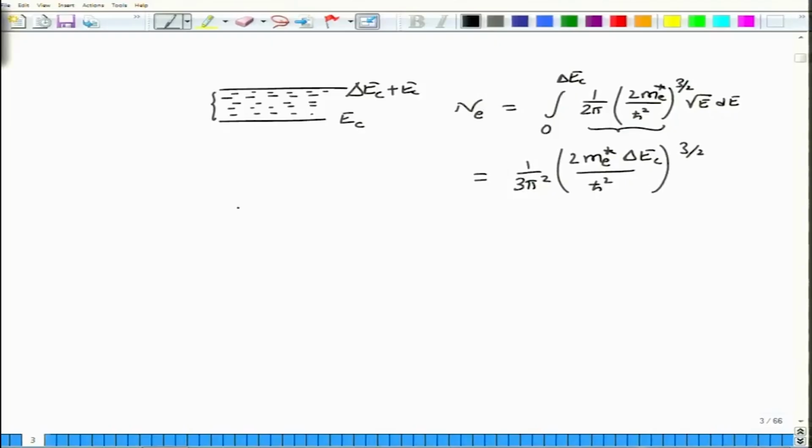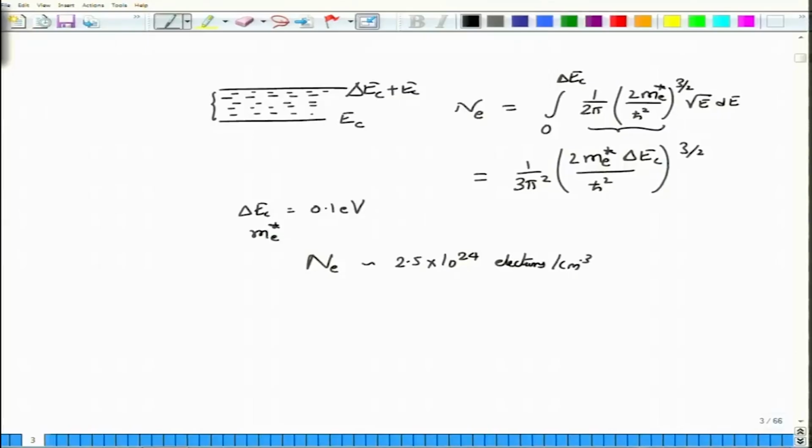Okay, and given that delta EC is about 0.1 electron volt, which is not a large number, but reasonably a small number, and the value of me, which I forgot to write down in this one, but I will give you the value of me later on. When you put these values into this expression and calculate the value of Ne, it turns out that Ne is roughly 2.5 into 10 to the power 24 electrons per centimeter cube.